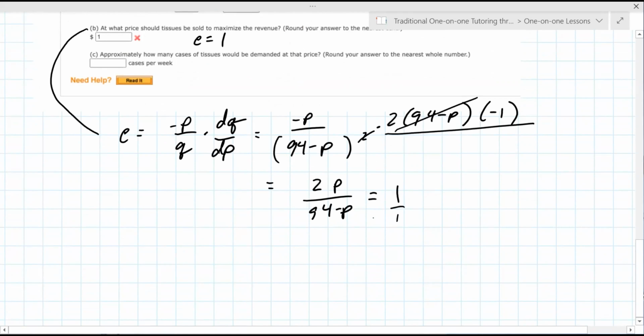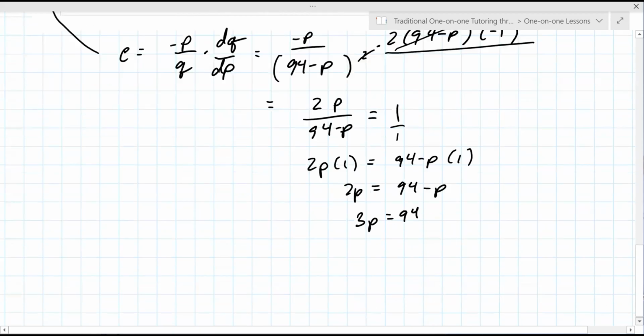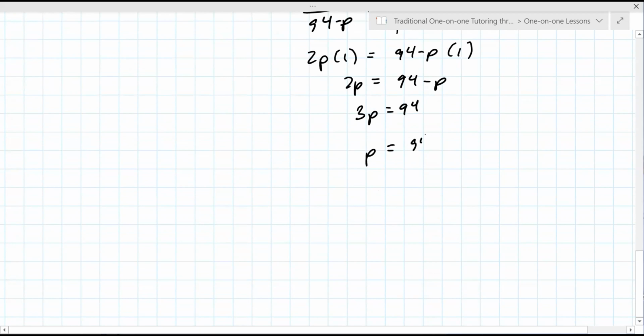They call this a butterfly. Sometimes they cross multiply. 2P times 1 equals 94 minus P times 1. 2P equals 94 minus P. 3P equals 94. So P equals 94/3.